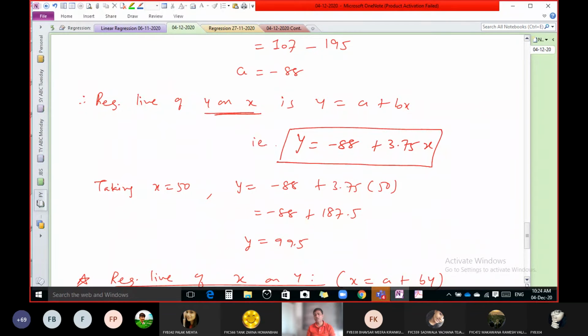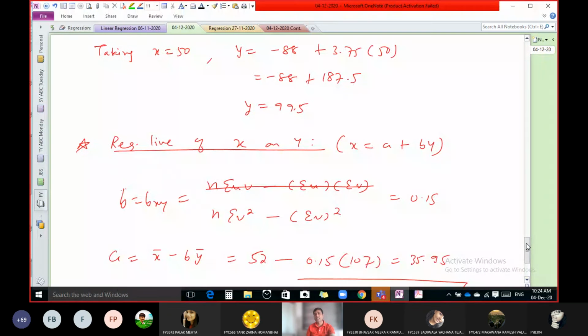Simplify: 50 into 3.75 is 187.5, and then minus 88. So do the calculation in the calculator and you will get the value of y. That is the estimated value of y, which is 99.5, for the given value of x equal to 50.